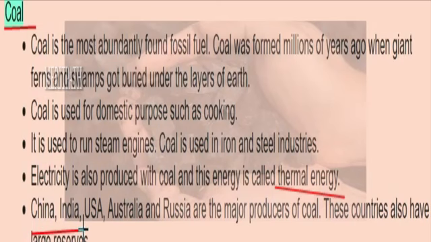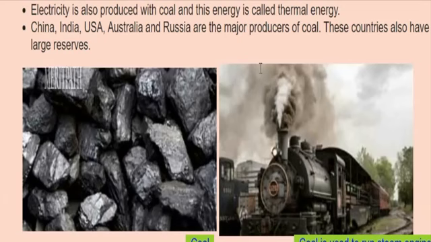In India, it is found in Raniganj, Dhanbad, Jharia and Bokaro in Jharkhand. Whereas in the world, we can find the most abundant resource coal in China, USA, Australia and Russia. Now here are the pictures which show the use of coal to run the steam engine in earlier days.